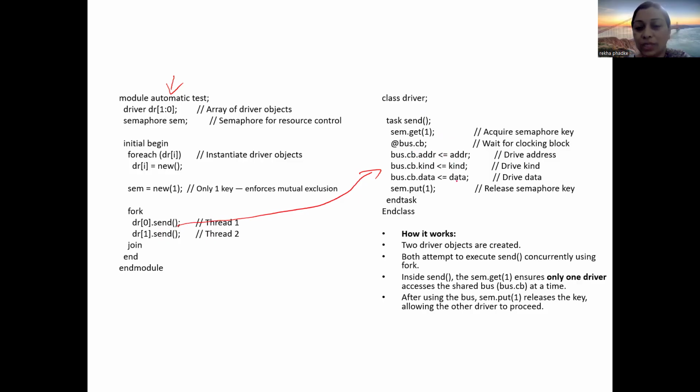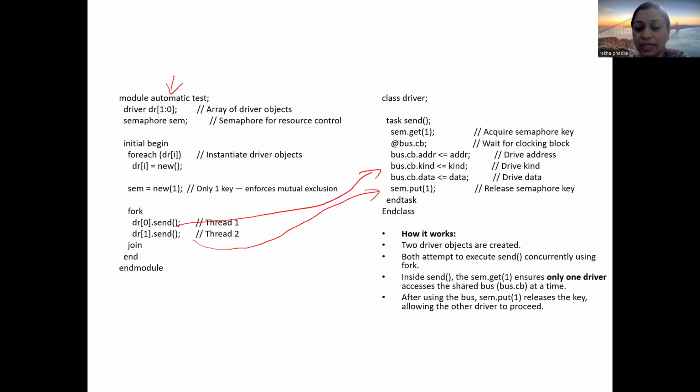The values get assigned to the object's variables based on the clocking block synchronization details. And once it assigns the data to the variables, it releases the key. And then driver 2 gets the key, and the same process happens. Okay, so how does it work?